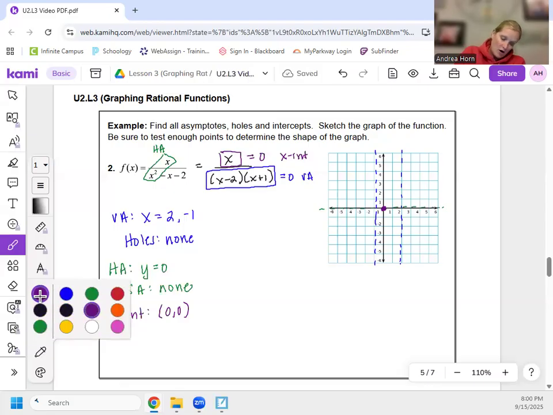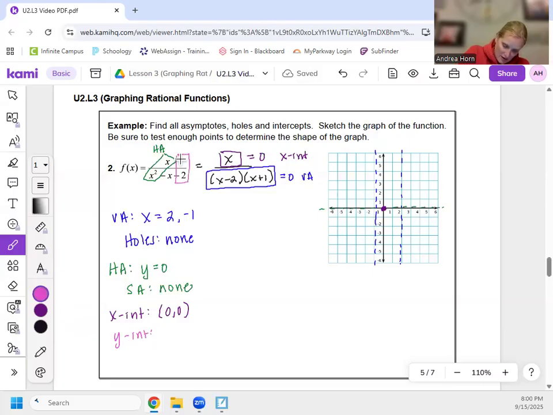And then our y-intercepts we get by looking at the ratio of my constants. In this case, I don't have a constant. So it's going to be 0 over negative 2. So 0 divided by negative 2 is 0. So y-intercept is 0, 0.